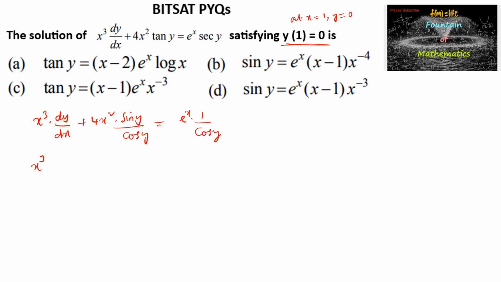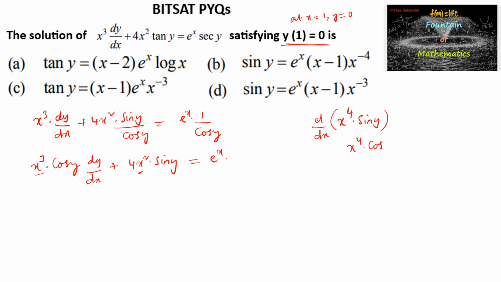Or it can also be taken as x power 3 into cos y dy by dx plus 4x square into sin y is equal to e power x into cos y e power x. After simplifying, you can remove cos y. Then we know that x power 3 differentiation is x square and sin y differentiation is cos y. And if you can see, d by dx of x power 4 sin y is equal to x power 4 into cos y plus sin y into differentiation of x power 4 is 4x power 3. So x power 4 cos y plus 4x power 3 sin y.